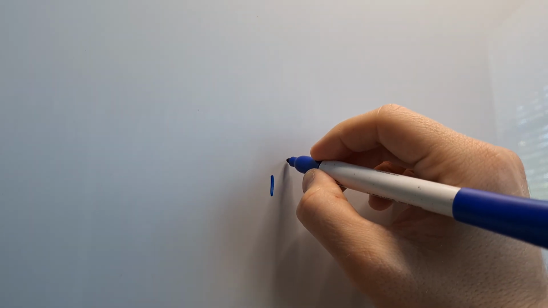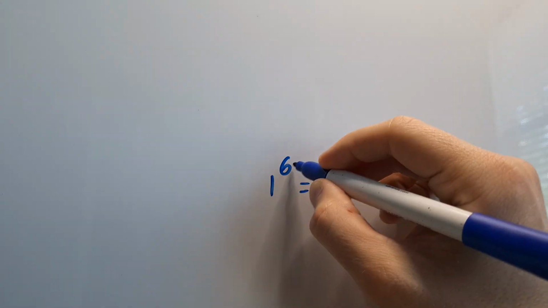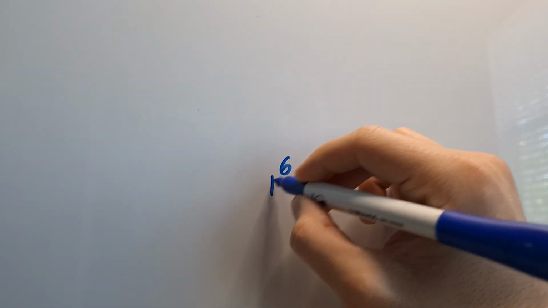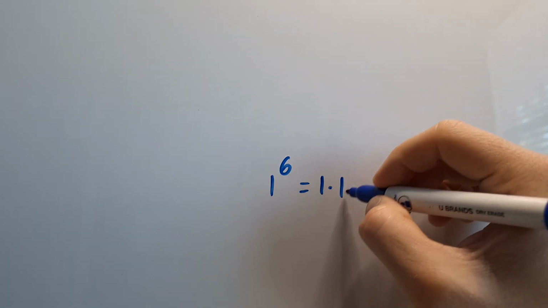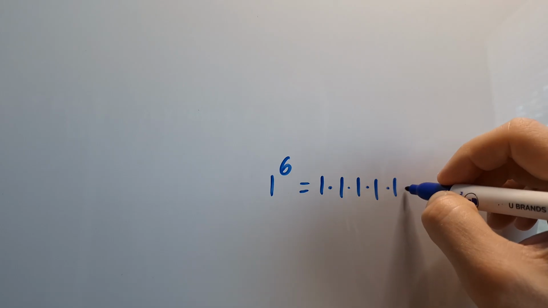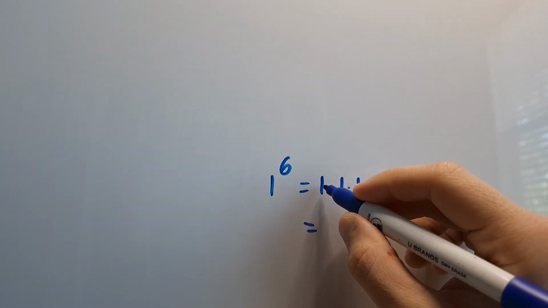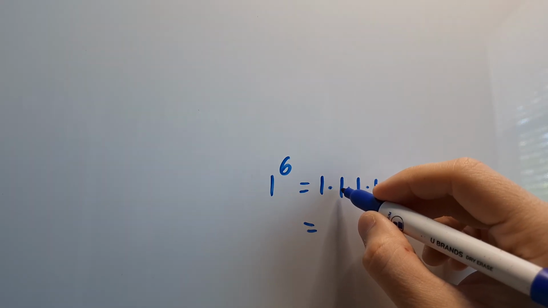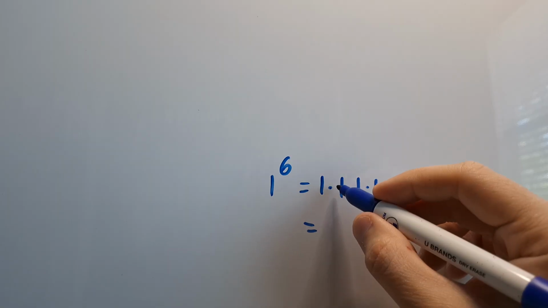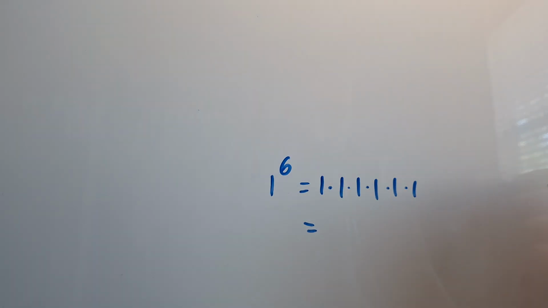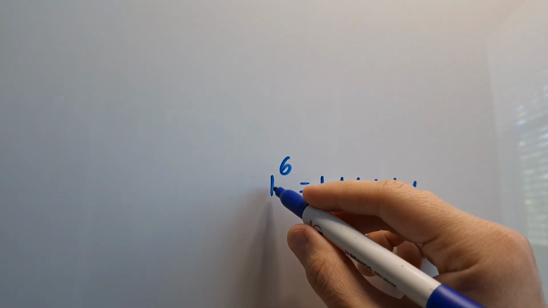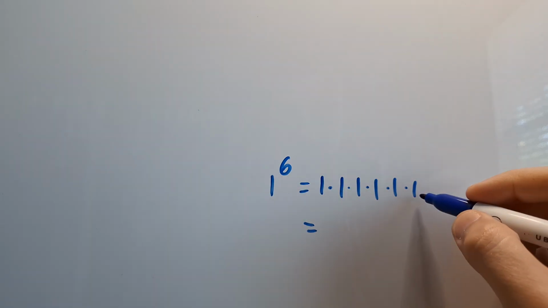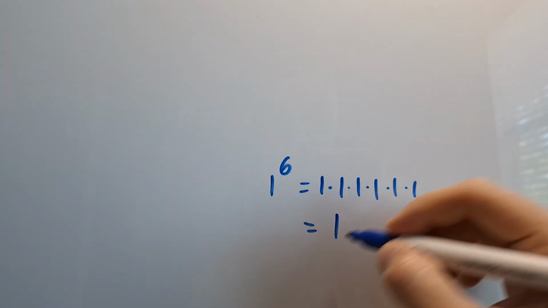Let's do one more of these. What if I had a base value of 1 that was raised to a 6th power here? Well, this is saying 1 multiplied by itself 6 times. 1 times itself is still 1, and 1 times anything is whatever that other number may be. In this case, it's just 1 multiplied by itself 6 times, so the answer here is 1.